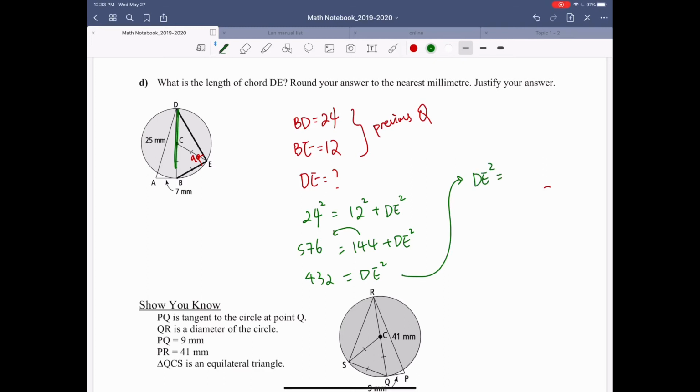DE will equal the square root of that. Square root of 432 will therefore give you about, nearest millimeter, okay? So I'm going to round it to a whole number here, 21. Okay, if I round it to a whole number.